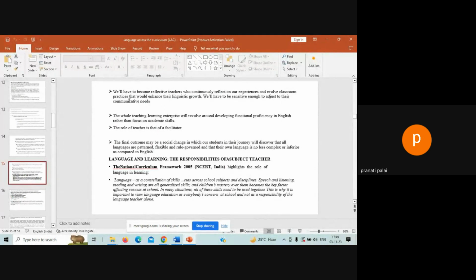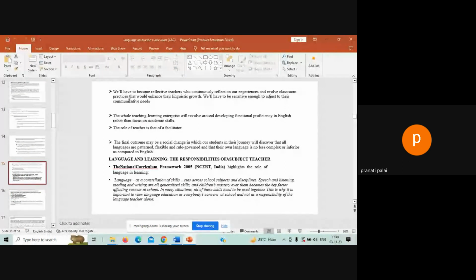So the final outcome may be a social change in which our students, in their journey, will discover that all languages are patterned, flexible and rule governed, and their own language is no less complex or inferior as compared to English. So here the child will not feel that his language is inferior. That social change will occur in the classroom, which leads to a more developed society.